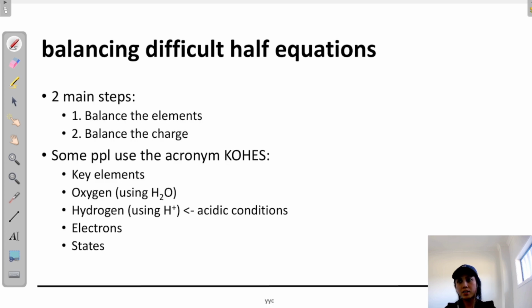Okay. When you're balancing these difficult half equations, there's 2 main steps. You balance the elements, then you balance the charge, okay? People like to use the acronym COHET, and they do it in that order. So key elements, then oxygens, you've got to use water for that. Then you balance your hydrogens, got to use the hydrogen ions for that. Make note that that's in acidic conditions. Then they use the electrons to balance out the charge. And finally, making sure that you've got all of the states because it's still a chemical equation.